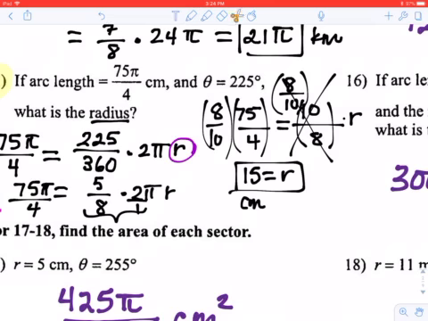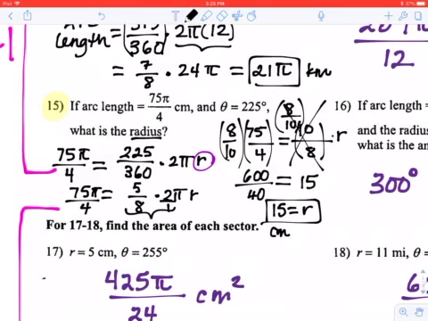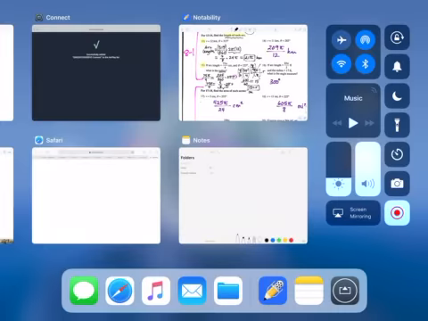You can type those fractions in your calculator, or if you don't like typing fractions, on the numerator you can do 8 times 75, which is 600, and on the denominator 10 times 4 is 40. Then that will simplify. 600 divided by 40 is 15. So the radius is 15. That was a little challenging, but you're just working backwards. For 16, whenever you get to that, I'm not doing that for you because you can do it. It's the same as 15, but instead of solving for the radius r, you're solving for theta. You're still plugging it in, still working backwards. Okay, go geniuses, go.